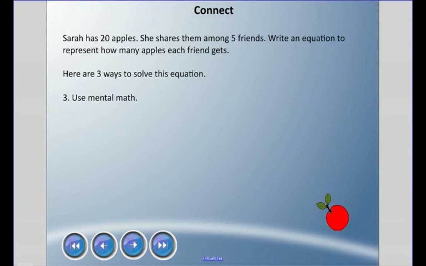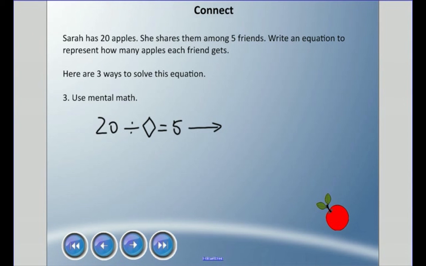Okay, third method, we could use just something called mental math. And so we had our formula of 20 divided by the diamond equals 5. So remember, the 20 is the number of apples. The 5 represents how many friends she has, and the 4 is what we don't know. It's how many apples each friend gets. So this is the division question. So maybe what I can do is I can relate it to a multiplication question. Just like addition and subtraction are kind of related, multiplication and division are related.